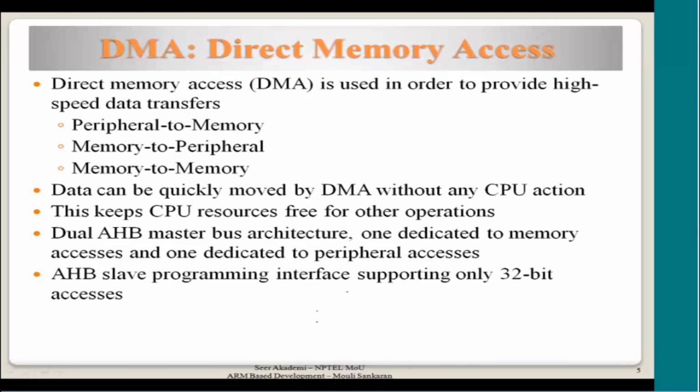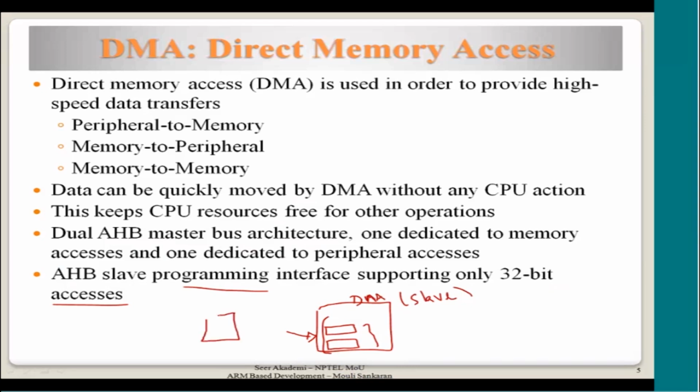So for the DMA, we need to configure it, right? As I mentioned, we have to give the start address and the length of the transfer. That information is written into some registers of the DMA using a slave programming interface supporting 32-bit accesses. So while programming the DMA, it behaves like a slave from the ARM perspective. ARM, or any other processor initiating a DMA transfer, will be a master, and DMA will be a slave.